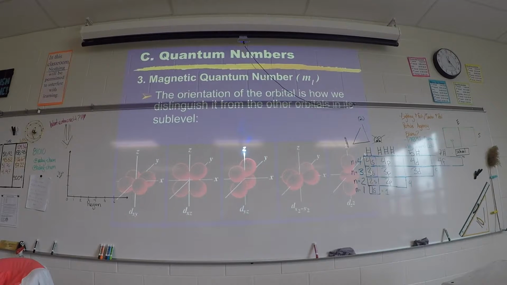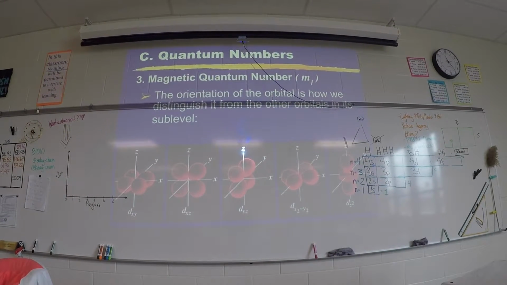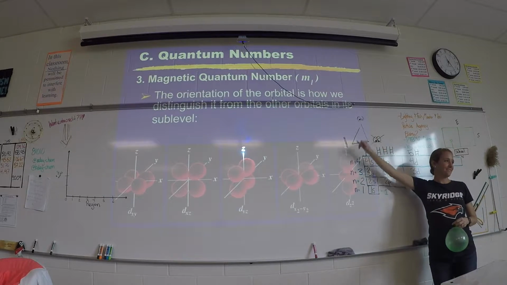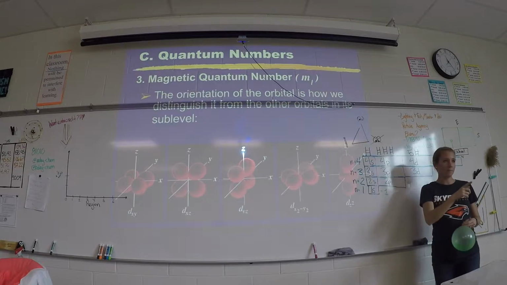This balloon is an s orbital, which means it's a perfect sphere. I just can't make a perfect sphere with a balloon, but let's just pretend. If I orient this balloon different ways, if it's a perfect sphere, does it really change anything? No. So all S rooms, all S sublevels, only have one orientation because they're all perfect spheres, which is why all of our S rooms have one bunk bed, or only one orbital.